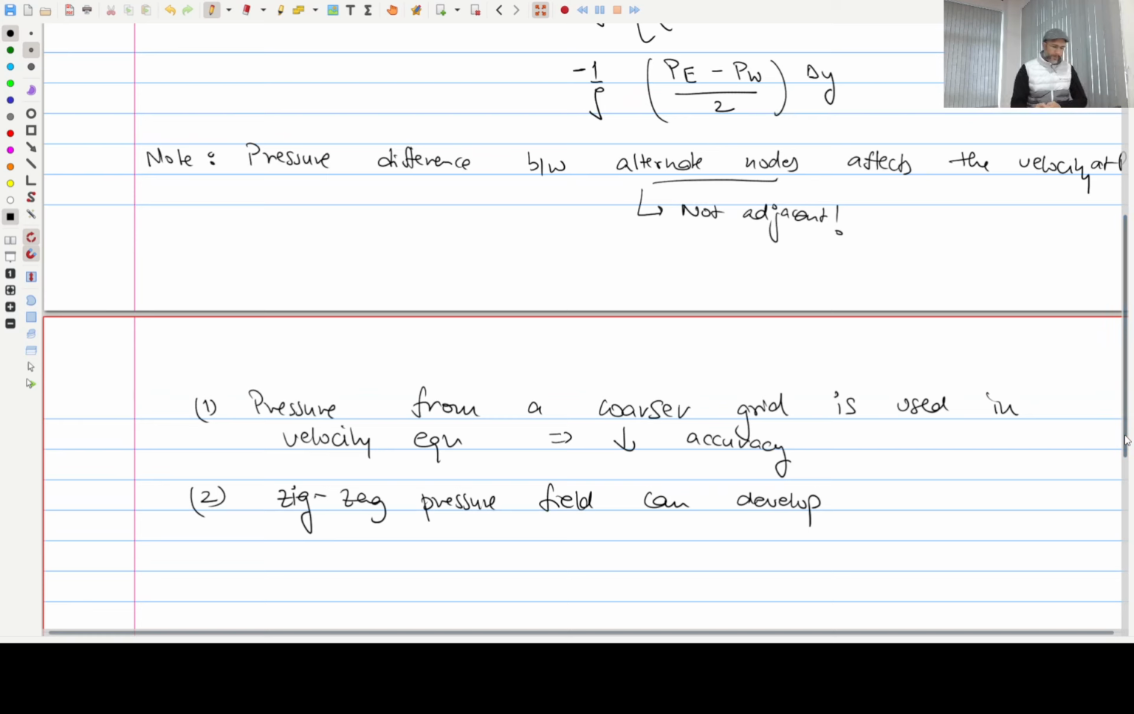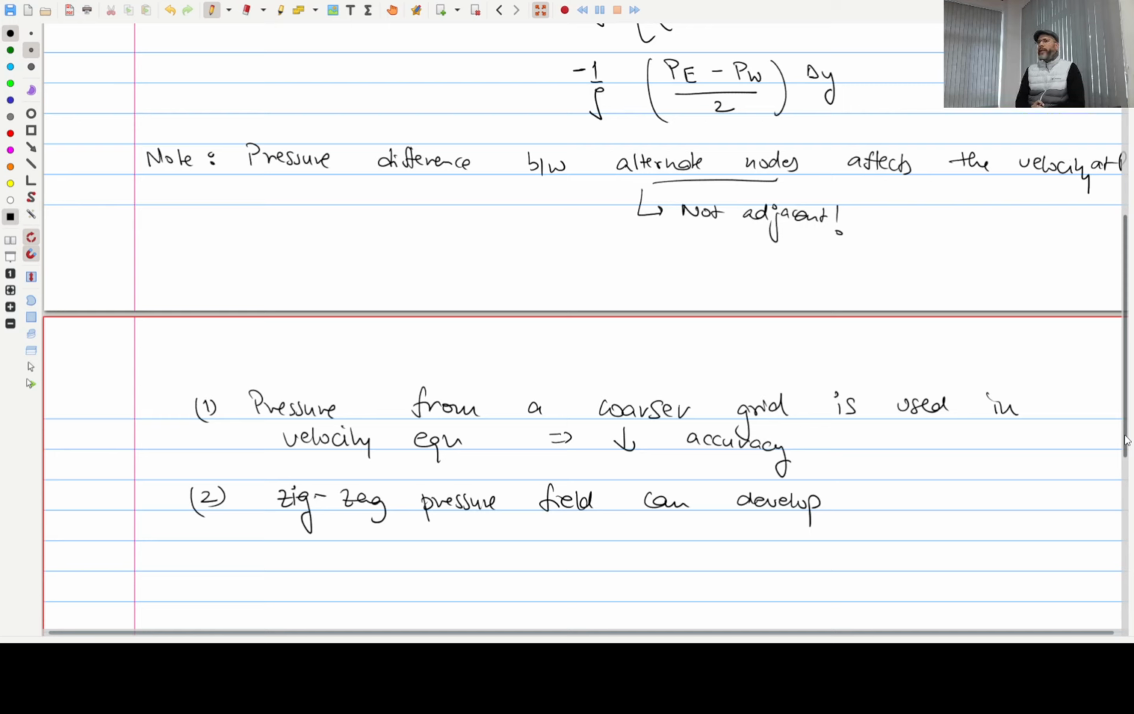Right. So what we note here is that the velocity on the pth node is being affected by the pressure difference on adjacent nodes, not on the, sorry, it's affected by the pressure difference on the alternate nodes. So pressure on the eastern node minus the pressure on the western node. So the pressure on the pth node was not a part of it.